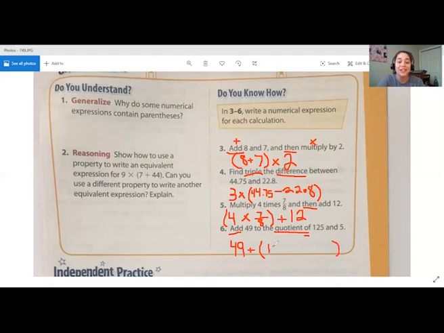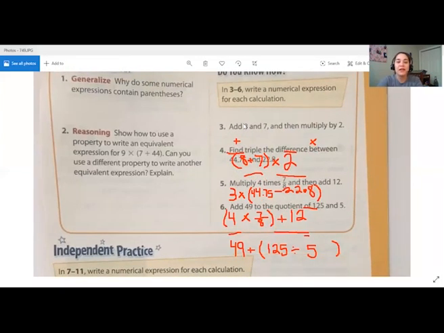Quotient tells us to divide. So we're doing 125 divided by 5 in order to get that quotient. So add 49 to, 49 plus the quotient of 125 and 5. Awesome. All right, let's go ahead and let me clear this out.